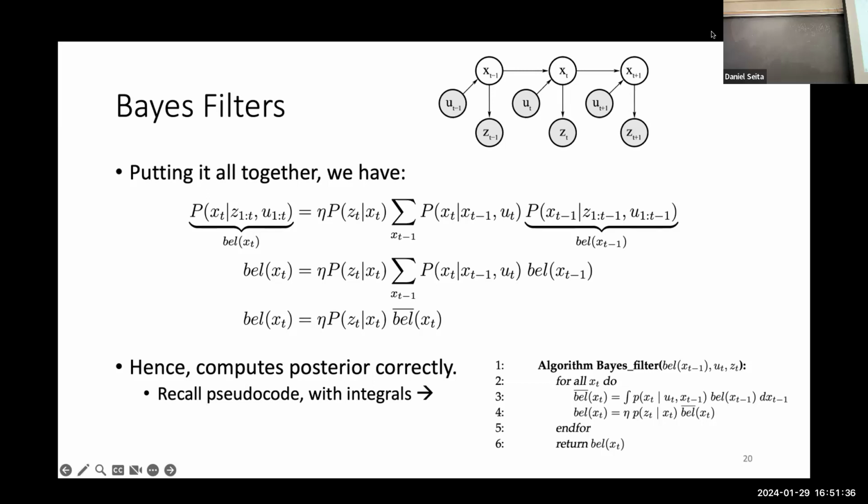So this eta term is just a way to write the thing in shorthand. Sometimes people write proportional to, have you seen that?